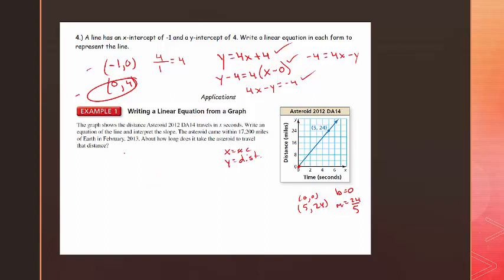So if I have that information, I can just go ahead and use slope-intercept form. So y equals 24/5 x. I'm not going to write plus 0 because that doesn't change anything. All right, so we wrote the equation of a line.